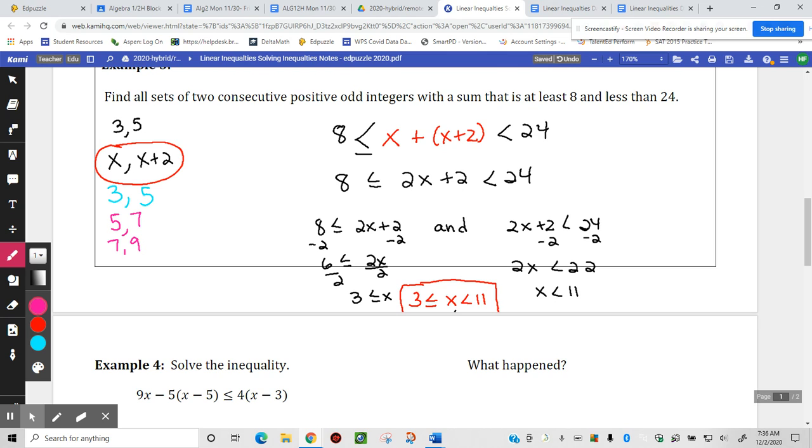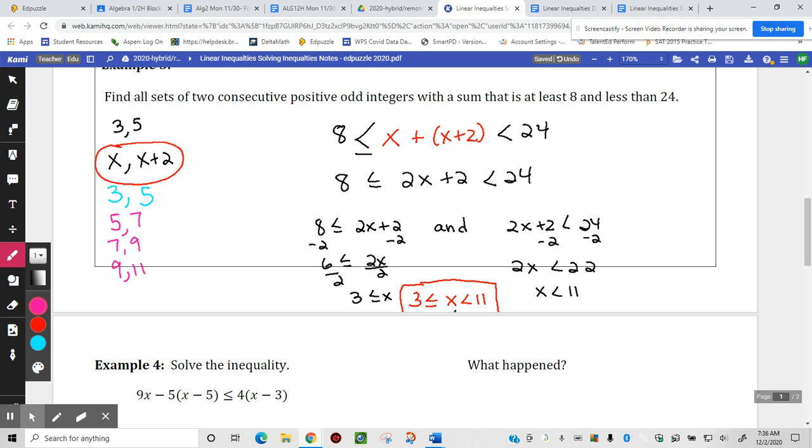Two consecutive positive odd integers. The sum is at least 8, yes. And it's less than 24? Yeah. How about 9 and 11? Does that work? Is the sum at least 8? Is it less than 24?